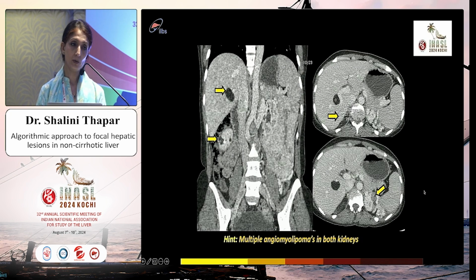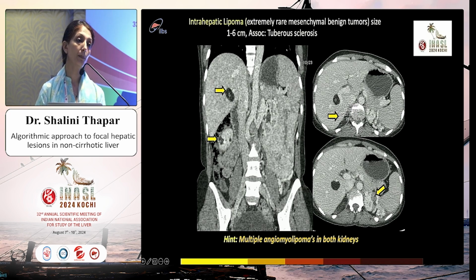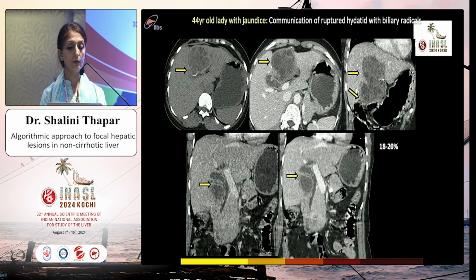So everything that looks like a cyst is not always a cyst. How do we know that? Because we take attenuation values inside the lesion, and this is nothing but an intrahepatic lipoma, although it looks like a cyst, because of the fat attenuation values in it.